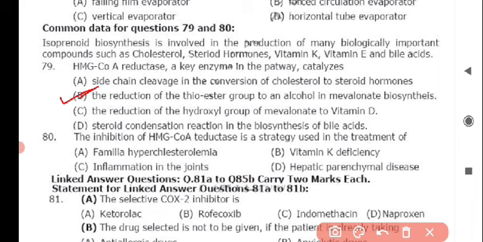And the next question for this statement, the inhibition of HMG coenzyme A reductase is a strategy used in the treatment of familial hypercholesterolemia. Option A is correct for this.